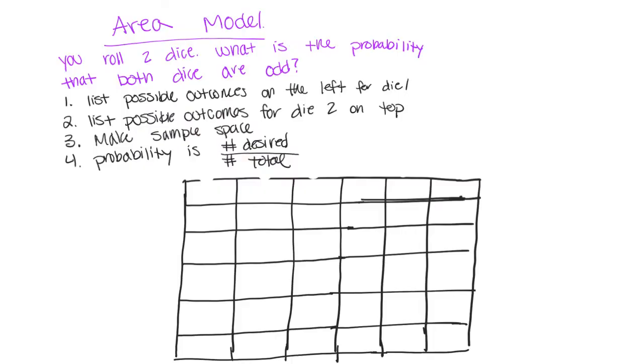A common one we see is an area model, or if you've done them in science, they're also called Punnett squares, if you do them with genetics. This is one you would use for 2 events. So you're rolling 2 dice. What's the probability that both of them are odd? Let's start with our first step. We're going to list all the possible outcomes for die 1 on the left.